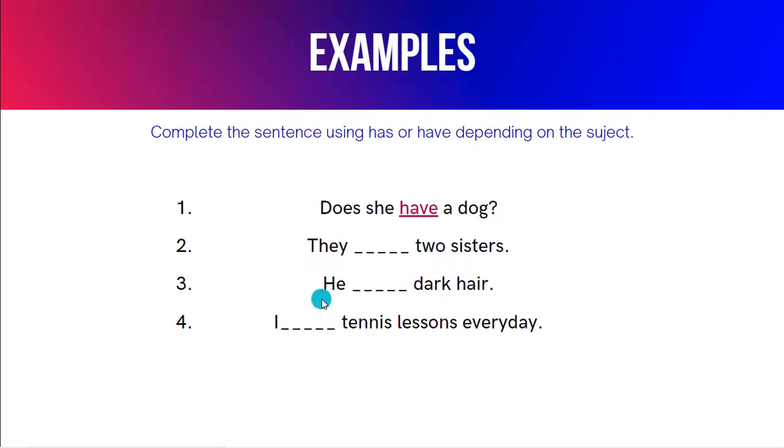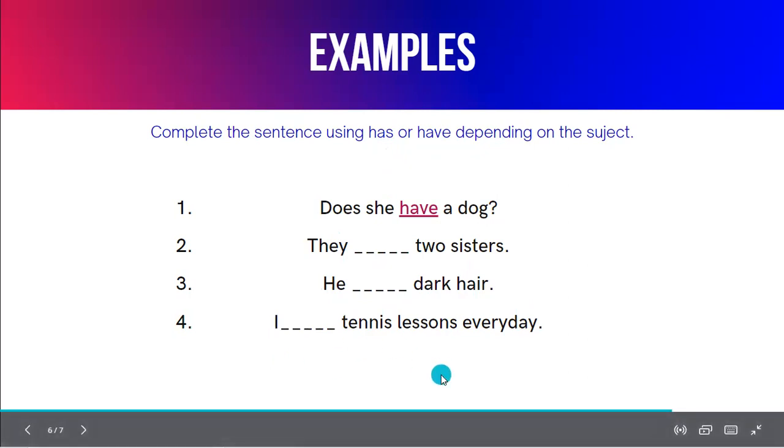He has dark hair because this is a singular subject and we need the verb have in the third person form, so has. I have tennis lessons every day.